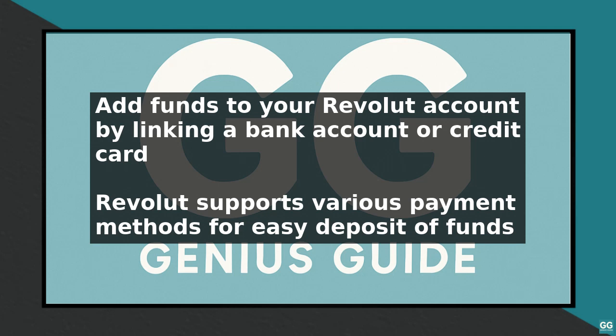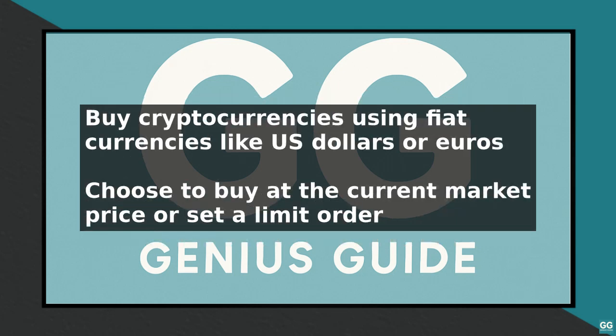The app will display the current market price of the cryptocurrency, and you can choose to buy at the current price or set a limit order to buy at a specific price. When buying cryptocurrencies, it is essential to understand the fees associated with the transaction. Revolut charges a small fee for cryptocurrency transactions, which varies depending on your account type and the cryptocurrency being traded.